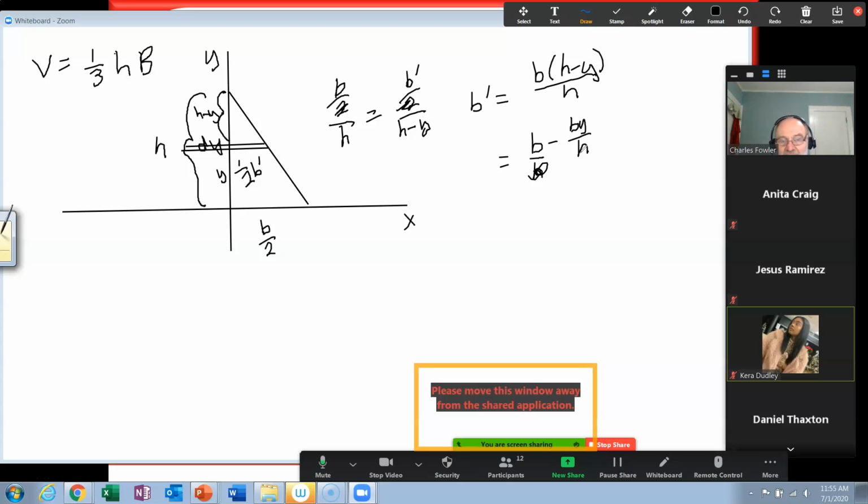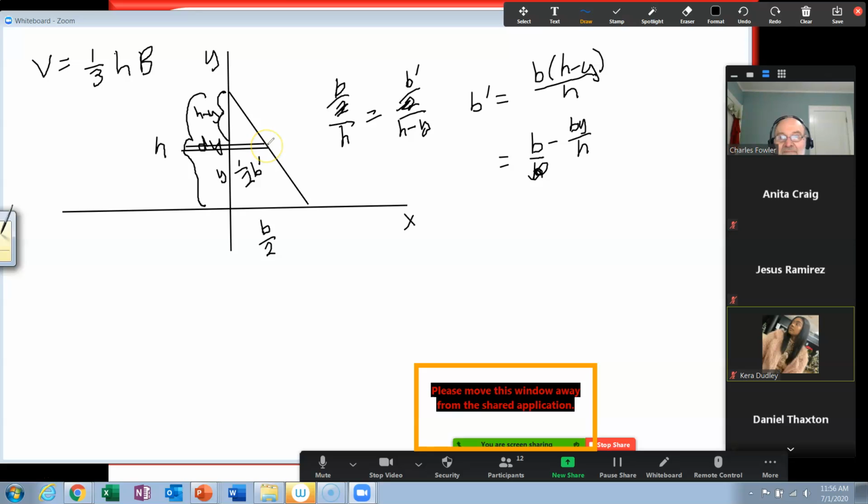This is a constant, b. So that's not going to be anything really to worry too much about. But that's what your b prime is. And we're going to do half of that. So b prime, okay, that gives us this dimension right here. Or almost. Half of that is that dimension right there. Now the thickness of that is dy, of course.